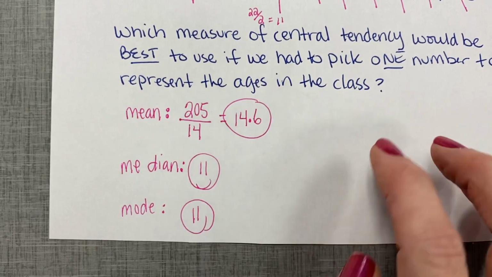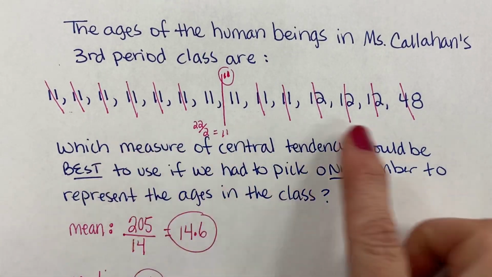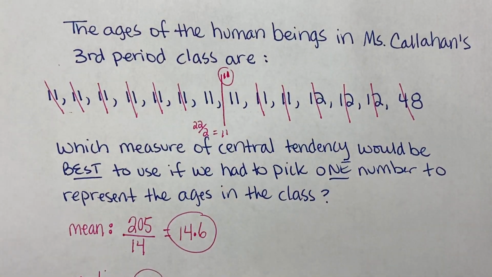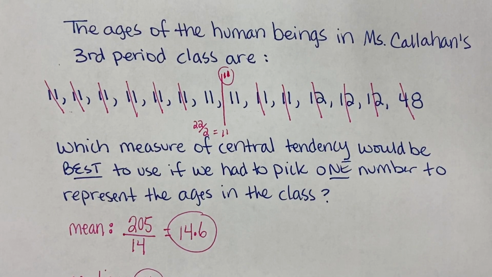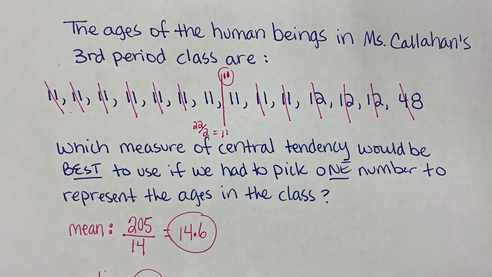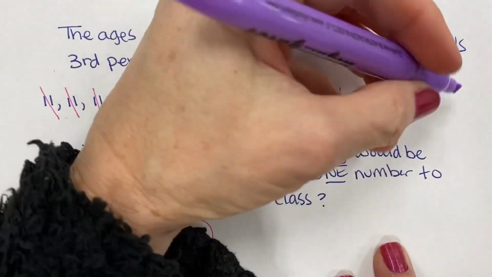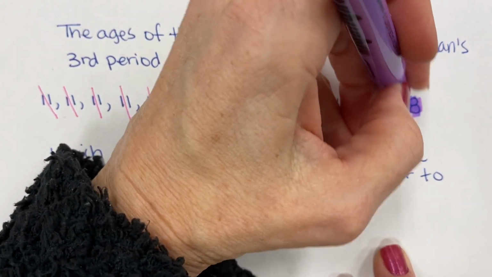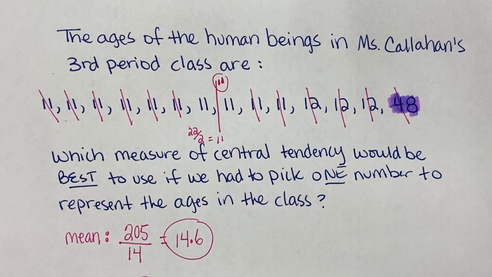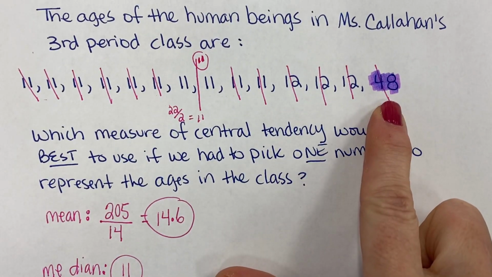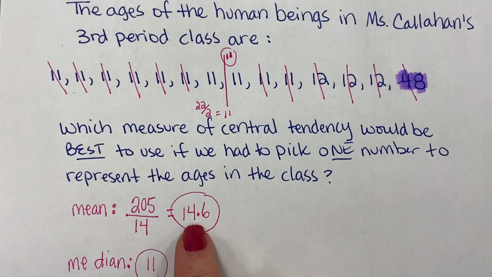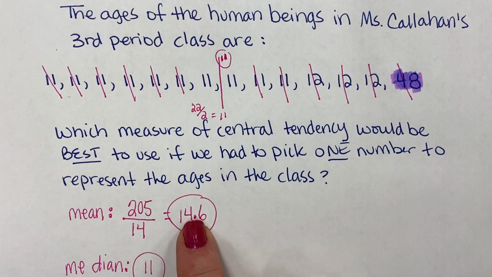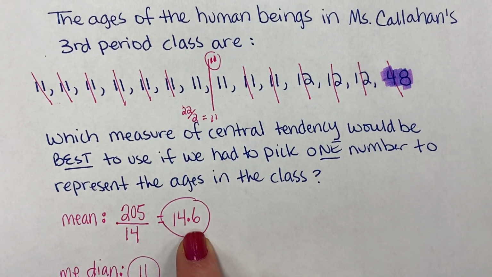And here's the deal. When your data set has what I call an outlier, one that just doesn't fit with the rest, one that's skewed so far off in the horizon, it throws everything off. In fact, my age, 48, you know what that did? It drew the mean upward. It skewed it to 14.6.